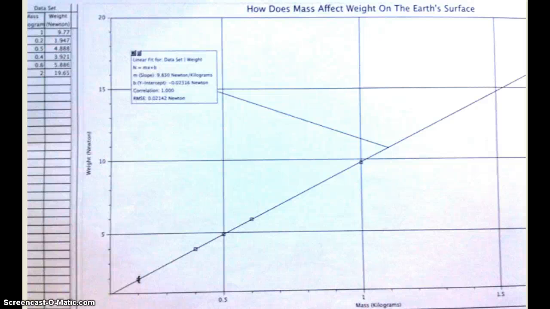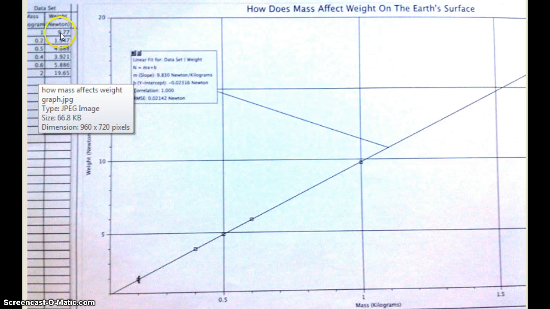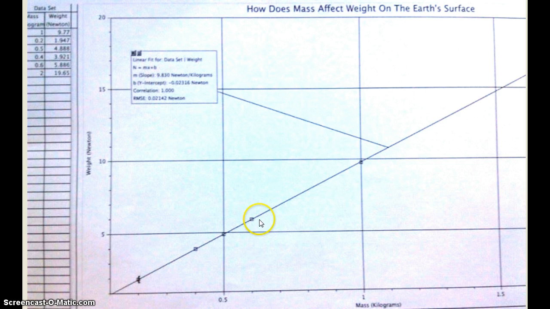So in our lab with the mass of brass weight and our motion sensor, we basically wanted to look at the relationship between mass and weight on the Earth's surface. In our experiment, we used different masses and we saw how that affected the measurement on the motion sensor. And this is our data collection, what we got.